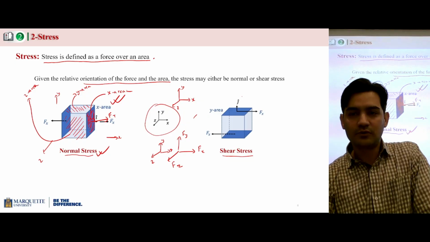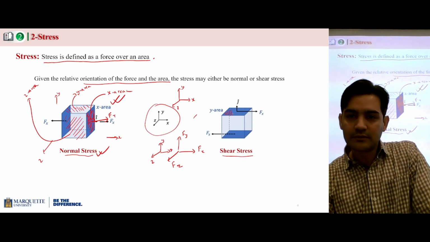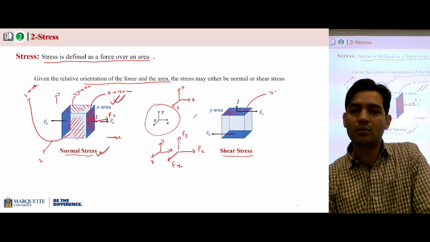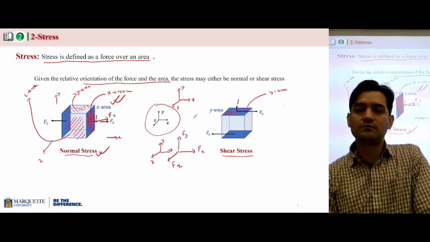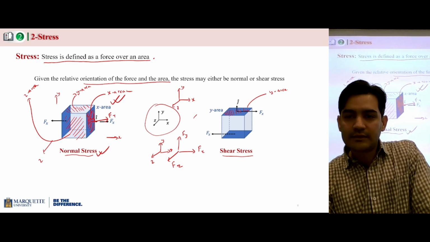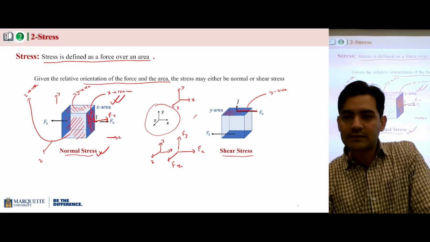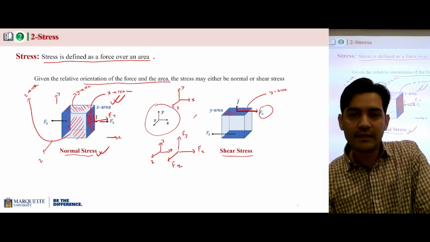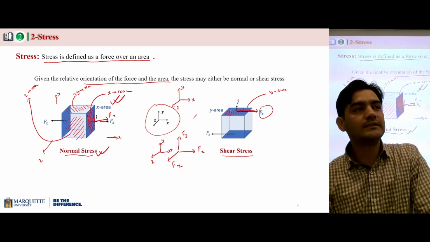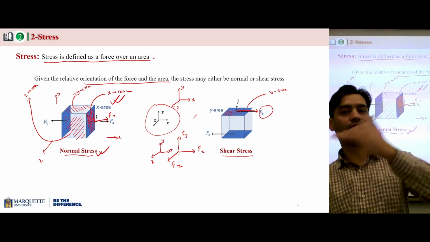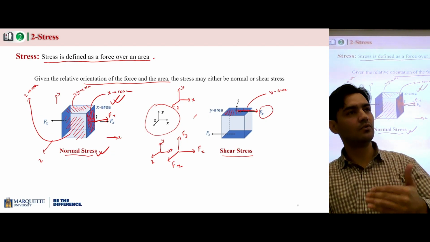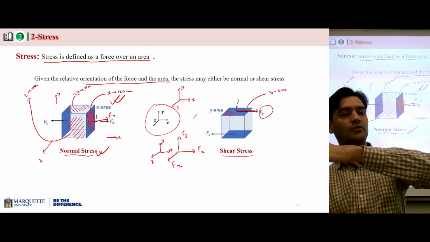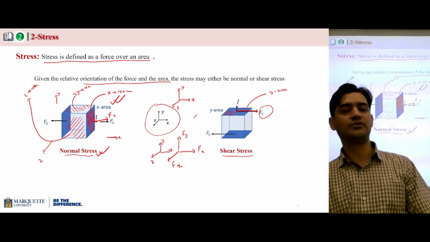But let's just talk about this area. This area is along the y-axis, so we'll call it the y area. And this force is acting along the x-axis, so we'll call it f of x. So we can see in this example that the force is acting parallel to the area. The force is making an angle of 0 or 180 degrees with the area. So whenever the force is acting parallel to the area, this type of force is called shear force.